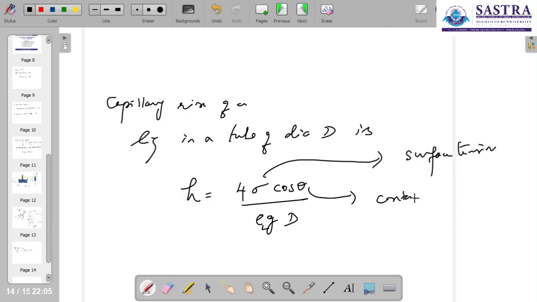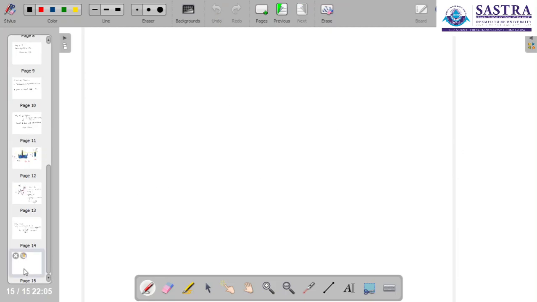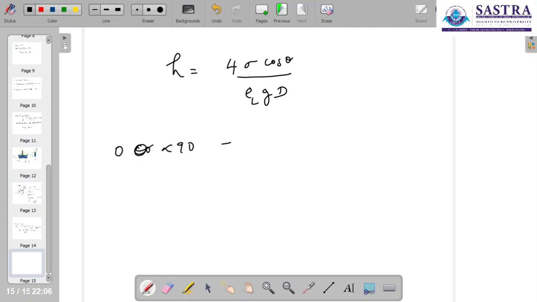Now one can arrive at an interesting observation from this expression: 4 sigma cos theta by rho L g d. If theta is between 0 and 90 degrees, which is the case of a typical wetting fluid, cos theta is positive, so h will be a positive number, which means the fluid will rise in a capillary tube.